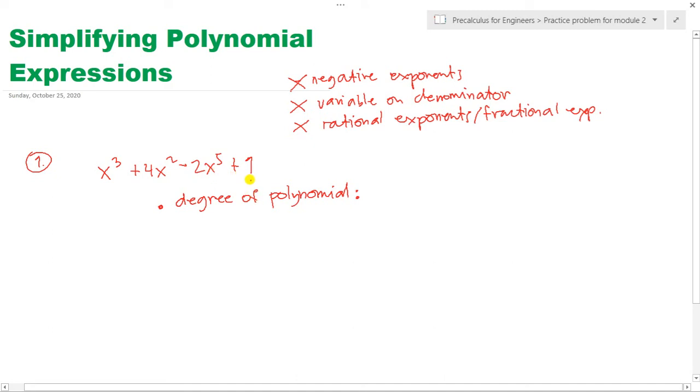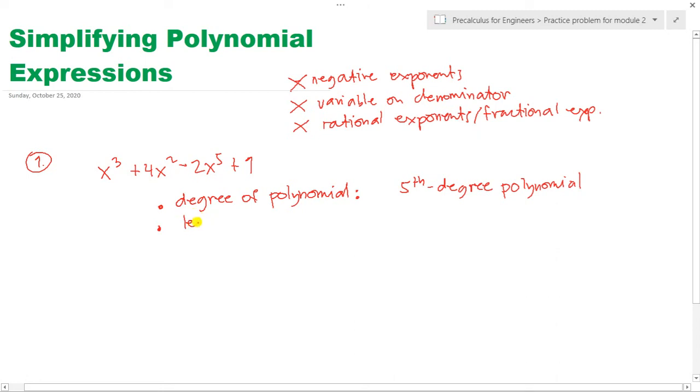So here in our example, which is the highest? Is it 3? Is it 2? Since we have 5 here, therefore the degree of our polynomial is 5th degree. So write 5th degree polynomial. That is the answer when looking for the degree of the polynomial. Always, class, it is the highest value of the exponent. Highest exponent of the term, or the term that contains the highest exponent.